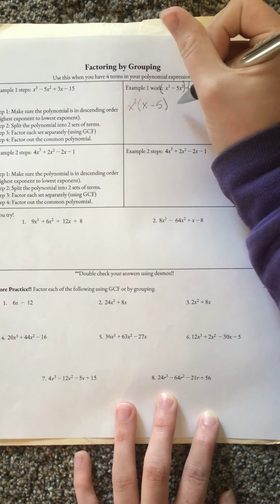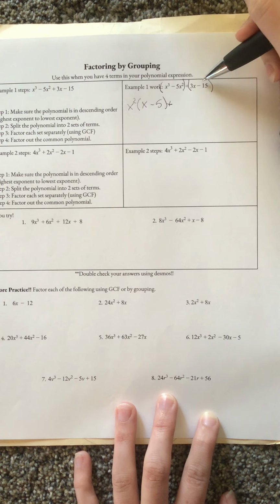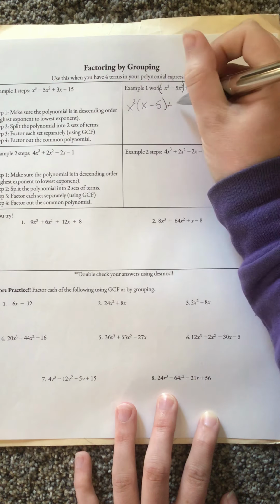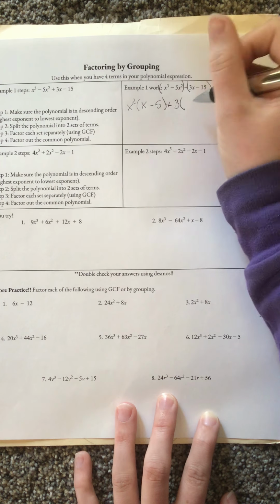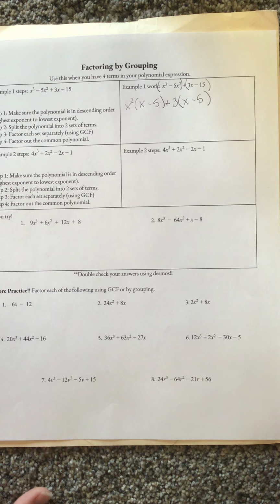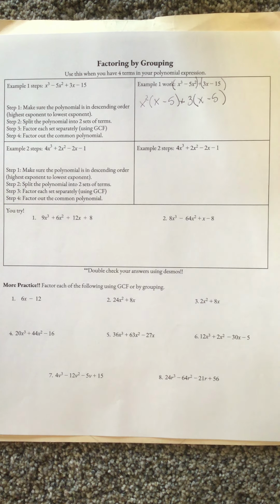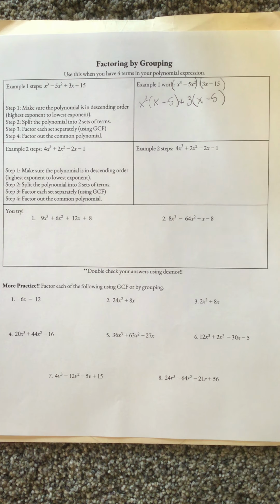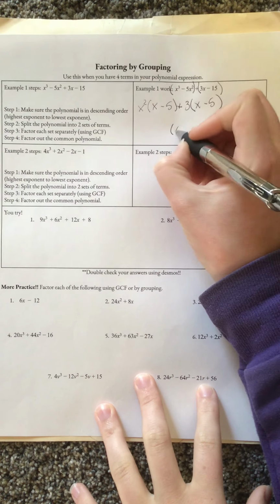Then we look at this one. 3x minus 15. What can I take out from that? Both numbers can be divided by 3. So I'm pulling out a 3, and I have x minus 5 left. Now, looking at this, what do we see? We see we have x minus 5 and x minus 5, right? So since those are in common, we're going to write those down here.